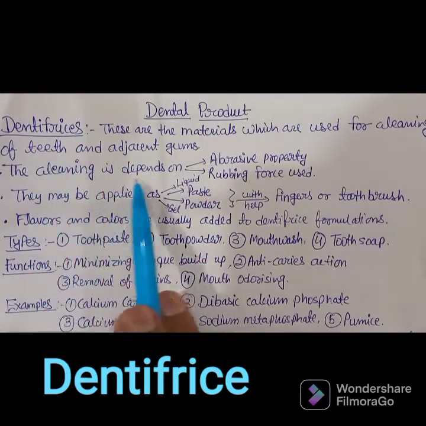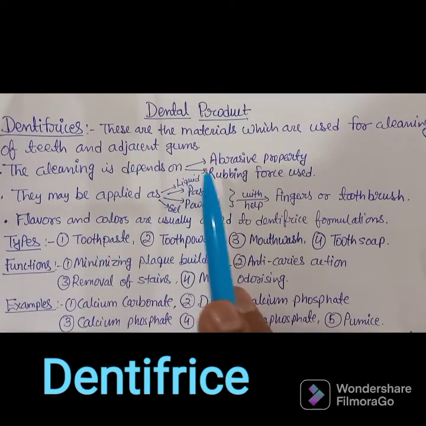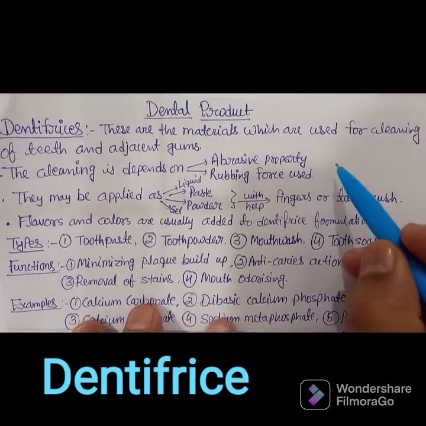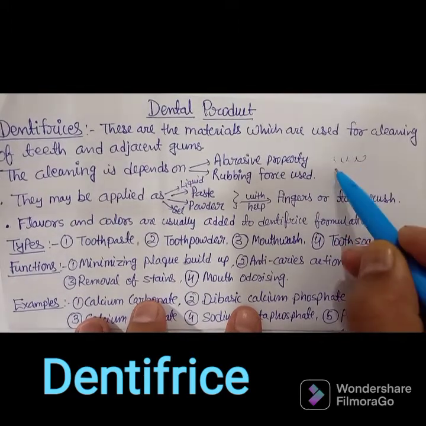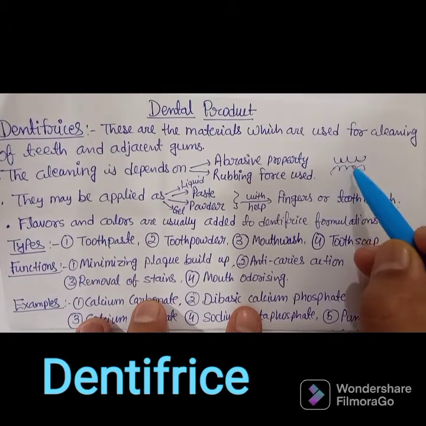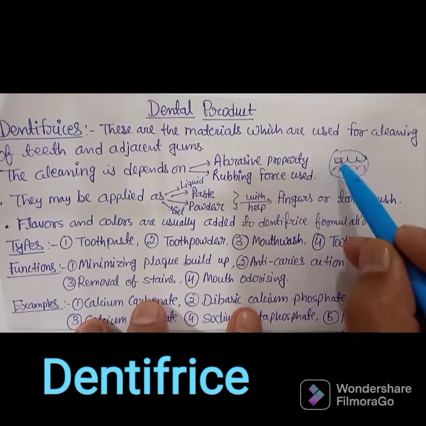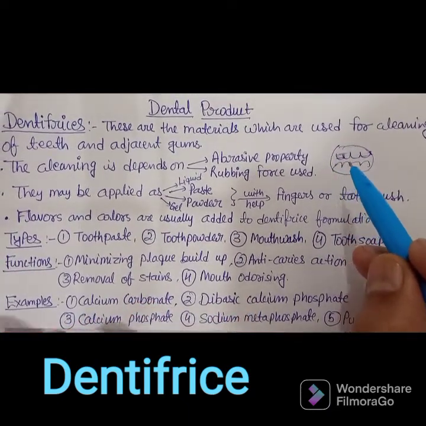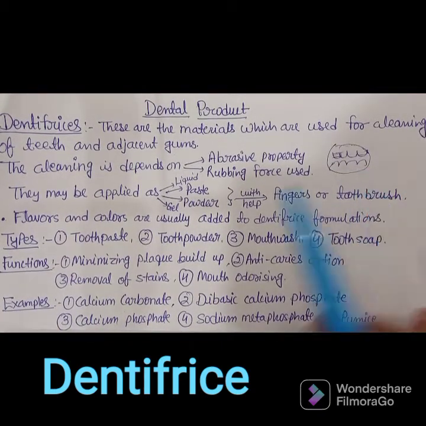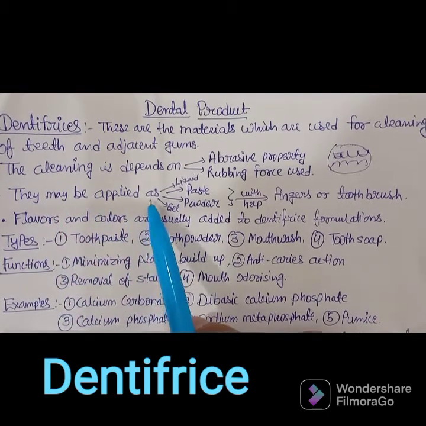The cleaning depends on the abrasive property of the dentifrice and the rubbing force used, right? So whatever kind of abrasive property the particular dentifrice has, and how forcibly we are rubbing onto the teeth, accordingly the teeth are going to be cleaned, right?